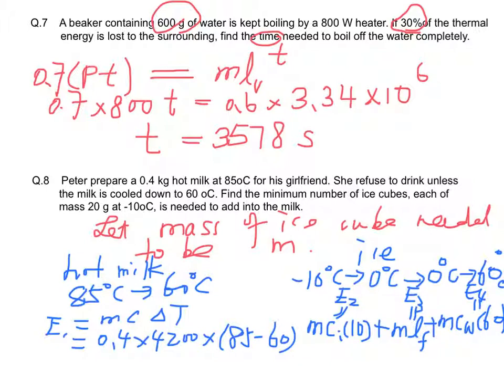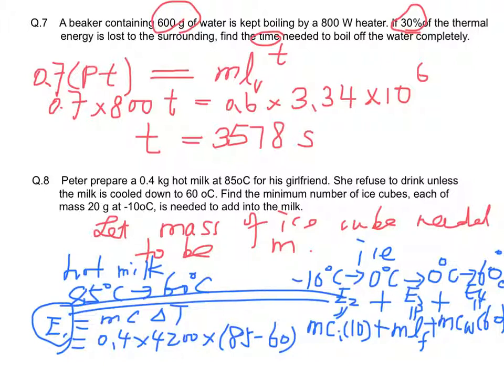If there is no energy lost to the surrounding during the heat transfer process, we have E1 equal to the sum of these 3 energies. Therefore we have this equation. As a result, we substitute the values of C_ice and L_F into the equation. We will get the mass of ice needed is equal to 0.069 kg, or equal to 69 grams of ice.